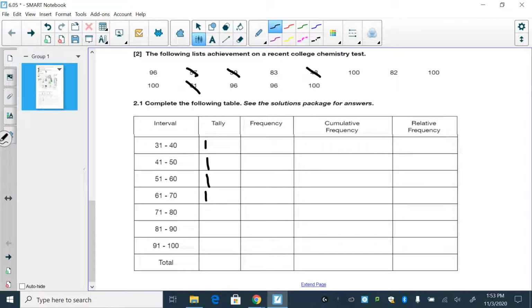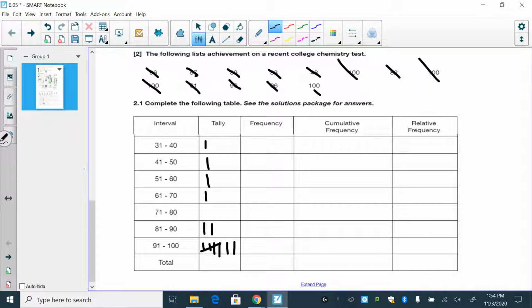81 to 90, there's an 83. There's an 82. Okay, it looks like the rest is okay. 91 to 100. So I've got one, two, three of those. One, two, three. And then I've got one, two, three, four more. So look at this. One, two, three, four more.